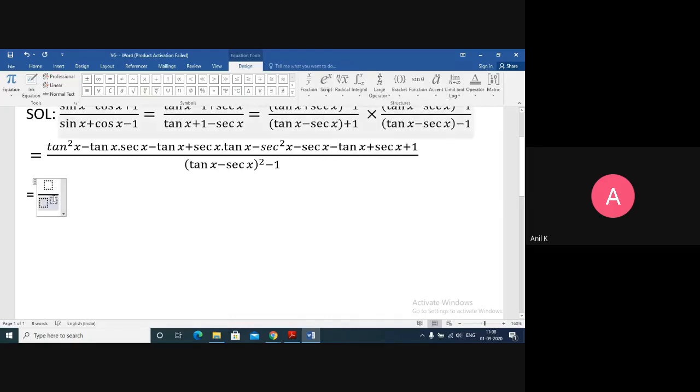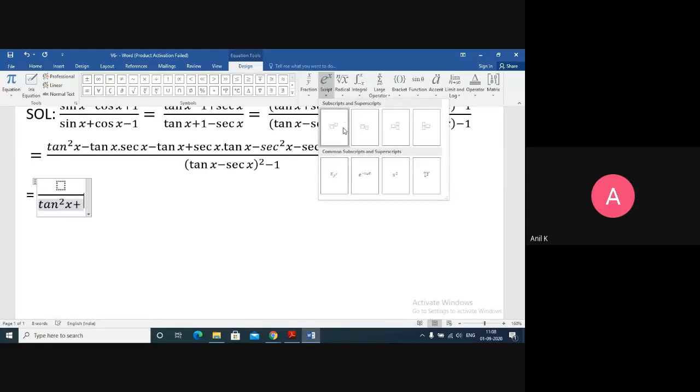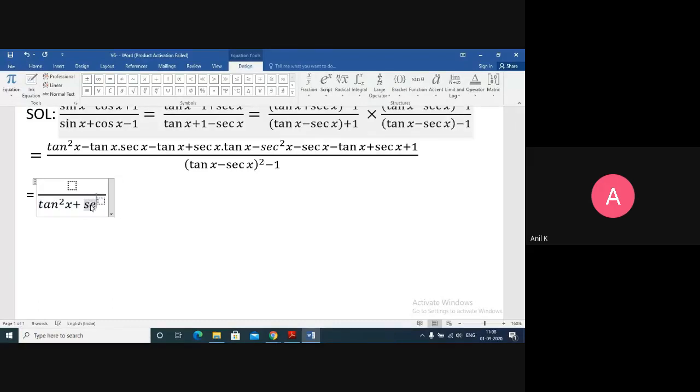So the formula is a square, where a square means tan square x, plus b square, that is sec square x, then you have minus 2ab, minus 2 tan x into sec x. Then you have minus 1.